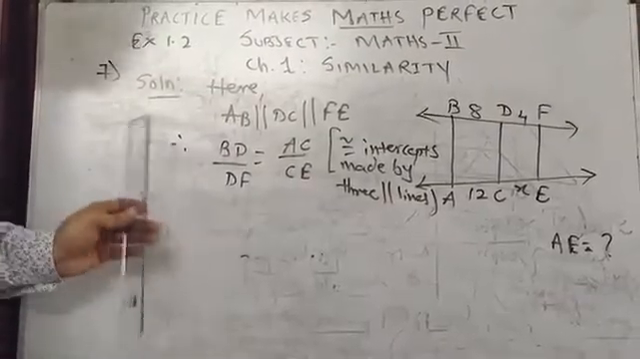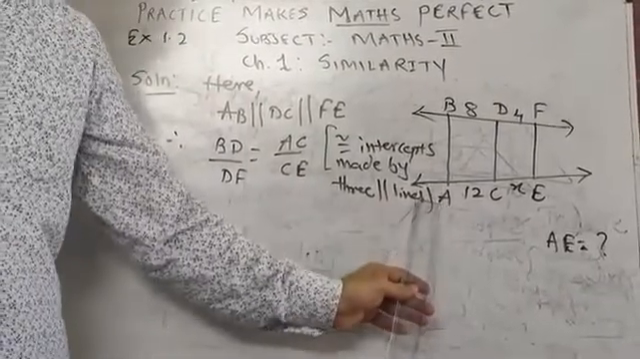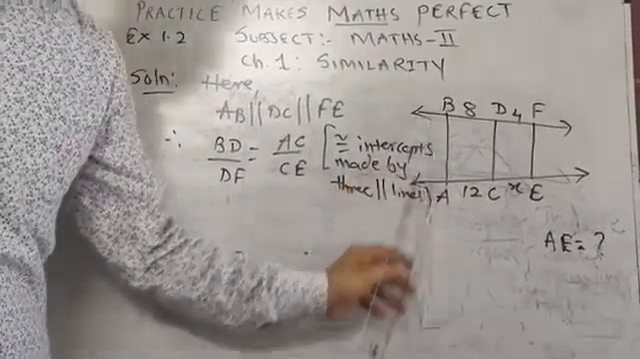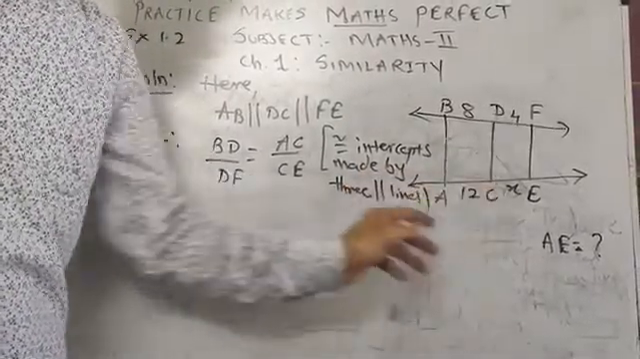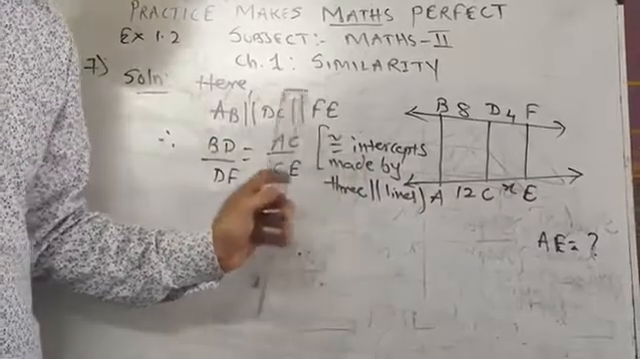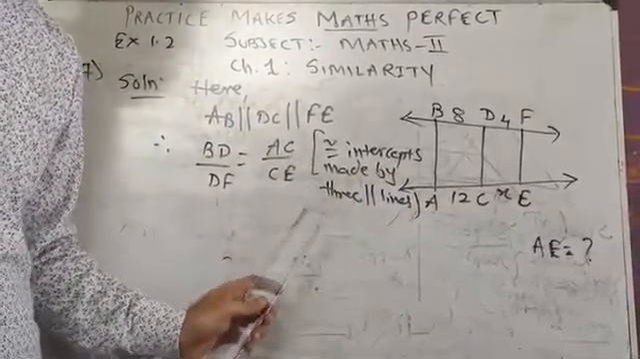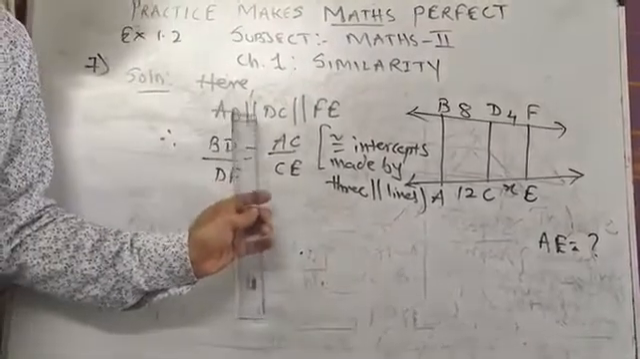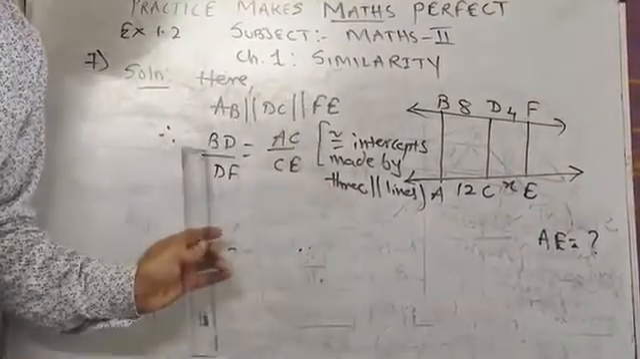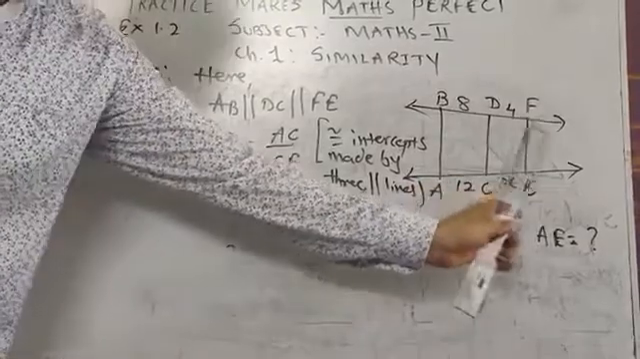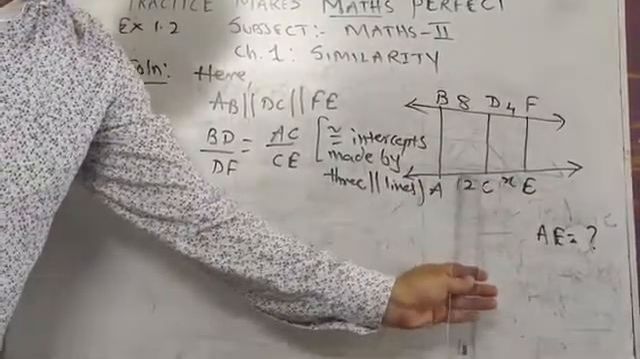Okay, now come to sum number 7. The diagram is given. You can see the three parallel lines AB, DC and EF. These are the three parallel lines, so we are going to use the concept of intercepts made by three parallel lines. Here AB is parallel to DC is parallel to FE, and therefore you will get BD upon DF is equal to AC upon CE.